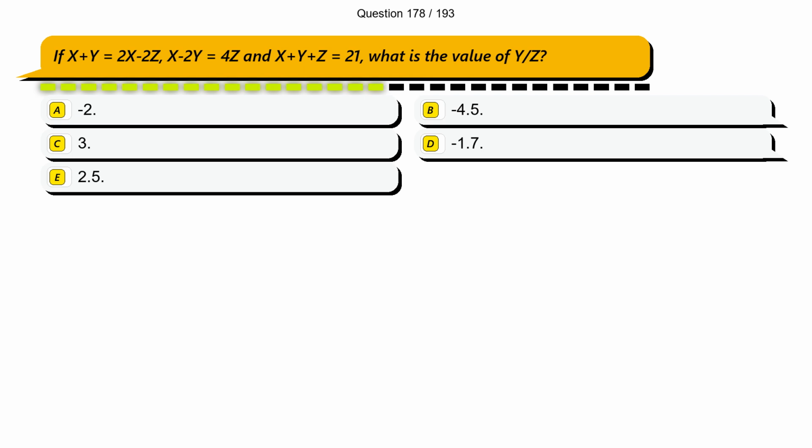Question 178. If x plus y equals 2x 2z, x 2y equals 4z and x plus y plus z equals 21, what is the value of y/z? Option A minus 2, Option B minus 4.5, Option C 3, Option D minus 1.7, Option E 2.5.